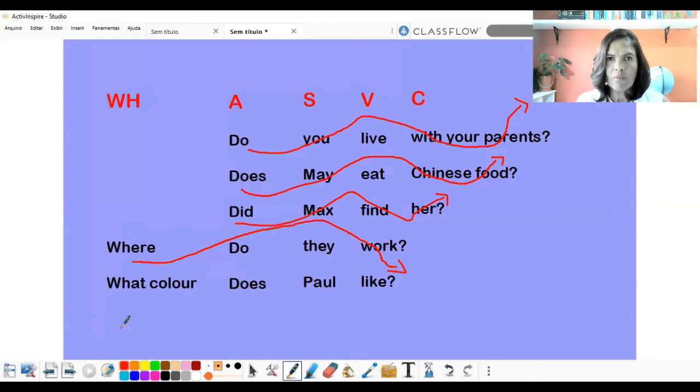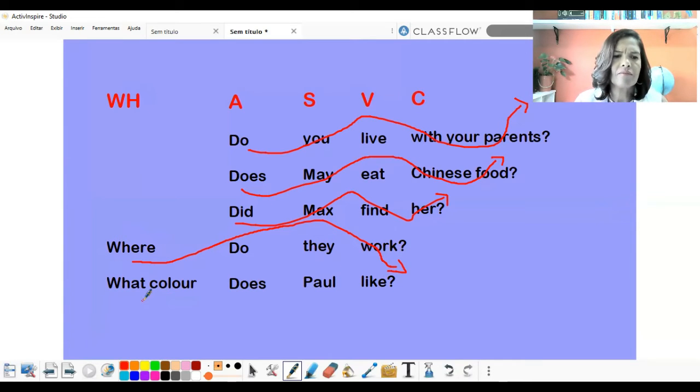Where do they work? Repeat. Where do they work? Now, what color? Look, this information question is a compound information question. Why? It's compounded of two words. It's not where, what, why. It's what color, how often, which days. Okay? Compound information question. So what color does Paul like?